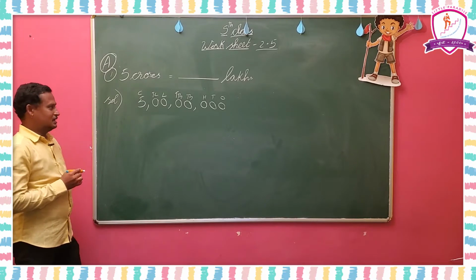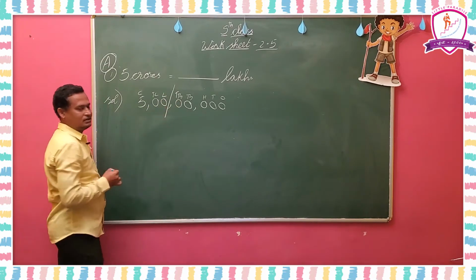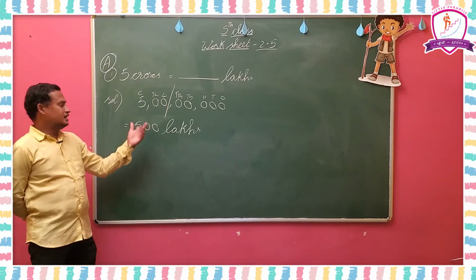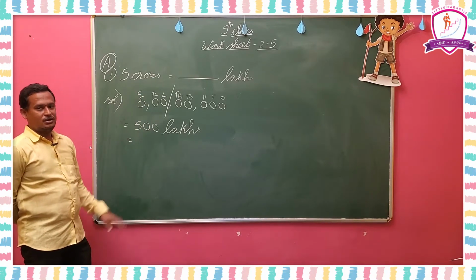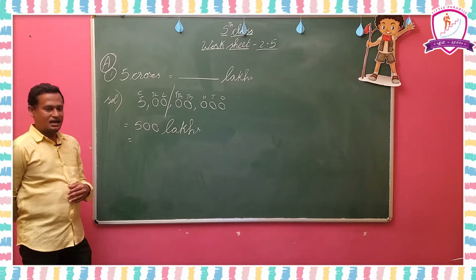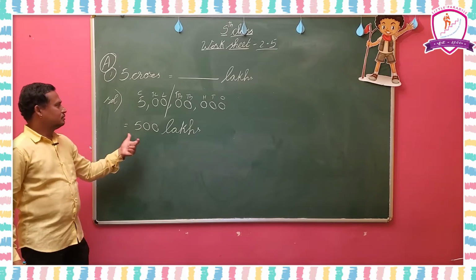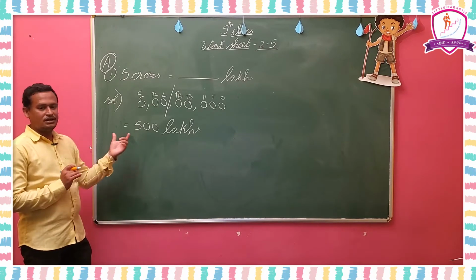Here what is the question? How many lakhs are there? Up to lakhs you have to cut this number. So 500 lakhs are there in 5 crores. So like that you have to write the answer. Okay, so this is the answer. You have to follow this model.